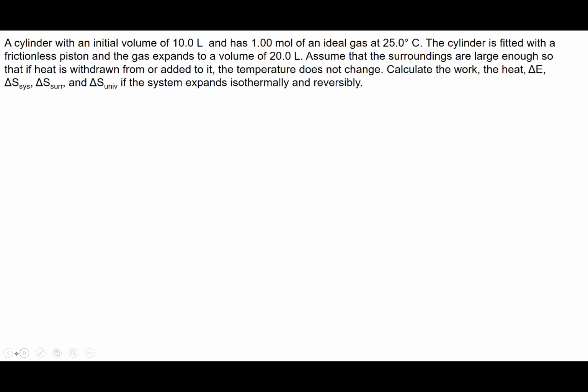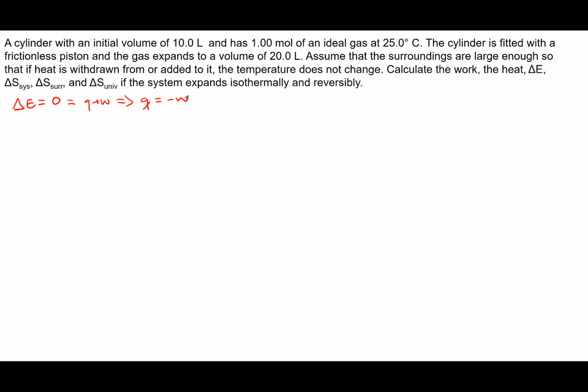A huge characteristic of an isothermal problem is that right off the bat, you know that delta E is going to be equal to 0. There's no change in internal energy. Any heat that gets generated or lost gets converted directly into work in these problems. So we know delta E is going to be equal to 0. And because delta E is equal to Q plus W, we can rearrange it, and that'll let us know that Q is going to be equal to negative work, so they're going to be the exact same.